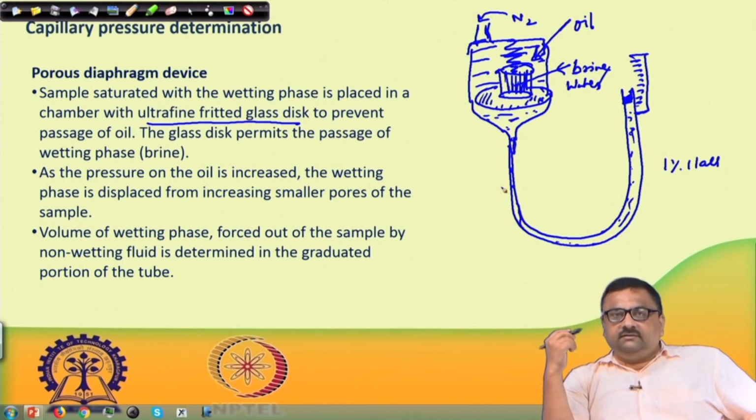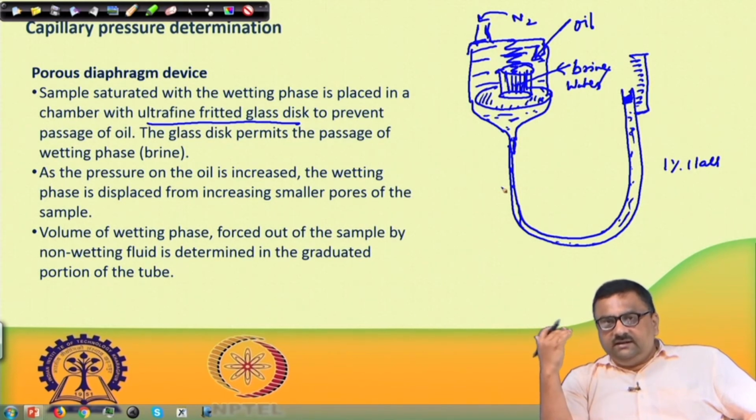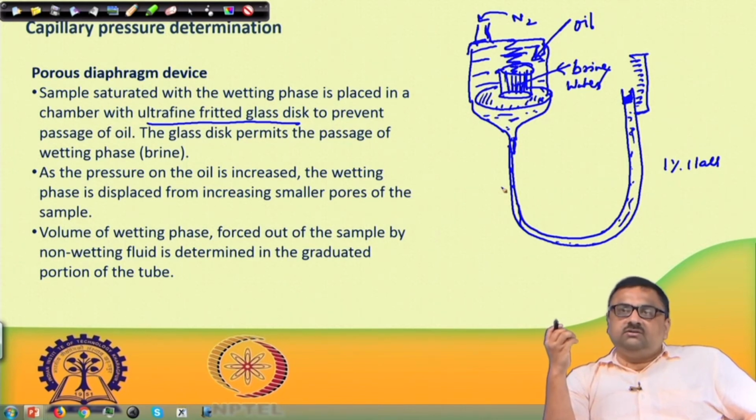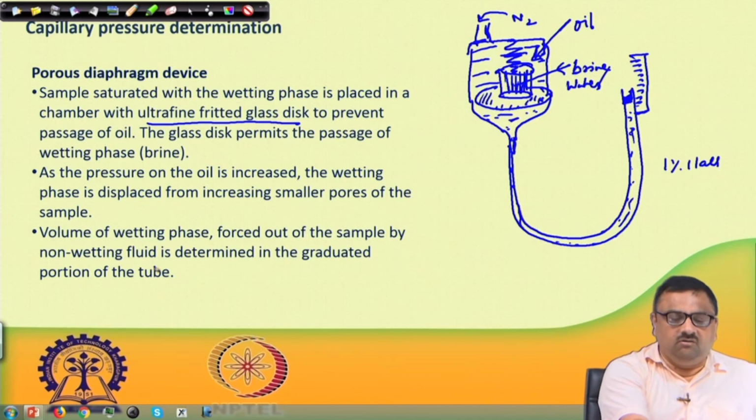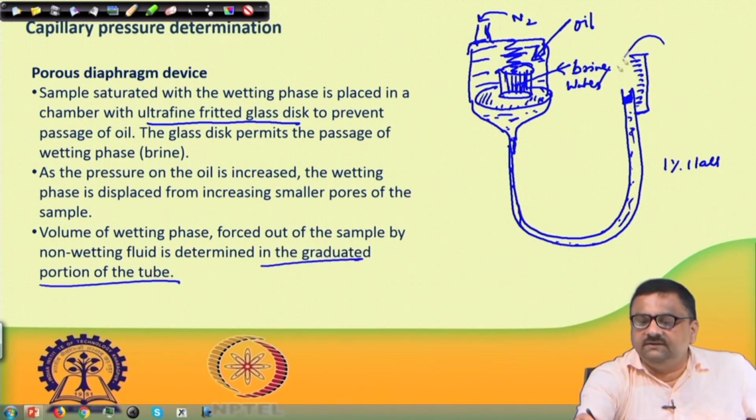So, first when the pressure is increased, first the larger pores will be penetrated by oil, but as the pressure is increased further, increasingly the smaller pores will also be penetrated and the water will come out of those, and that would be collected. Now, the volume of wetting phase forced out of the sample by non-wetting fluid is determined in the graduated portion of the tube, that means here.